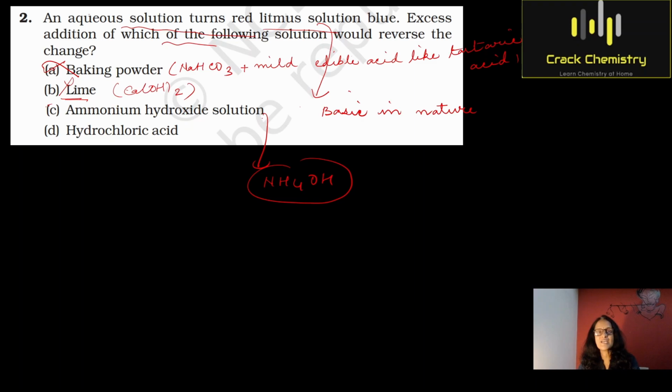Now we will see the last option. The last option is hydrochloric acid. We know that hydrochloric acid is HCl. So being acidic in nature, it will cause the neutralization of the basic solution and will reverse the change. So our correct option is hydrochloric acid, option number D.